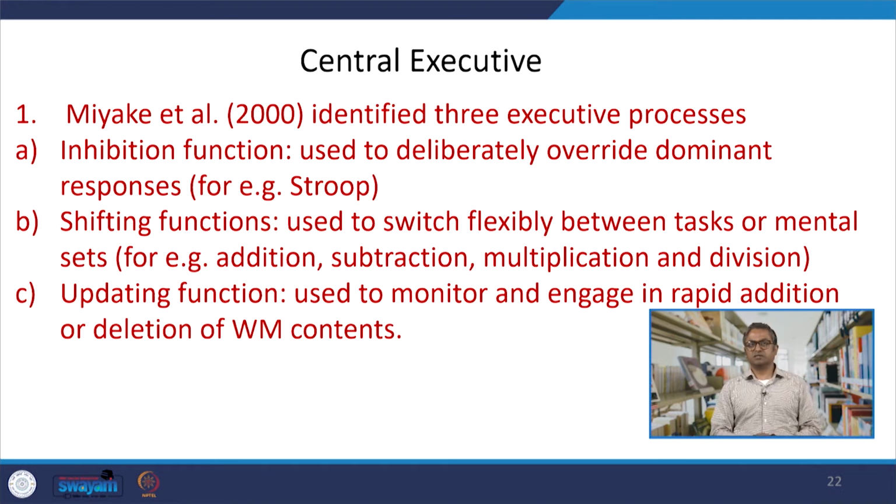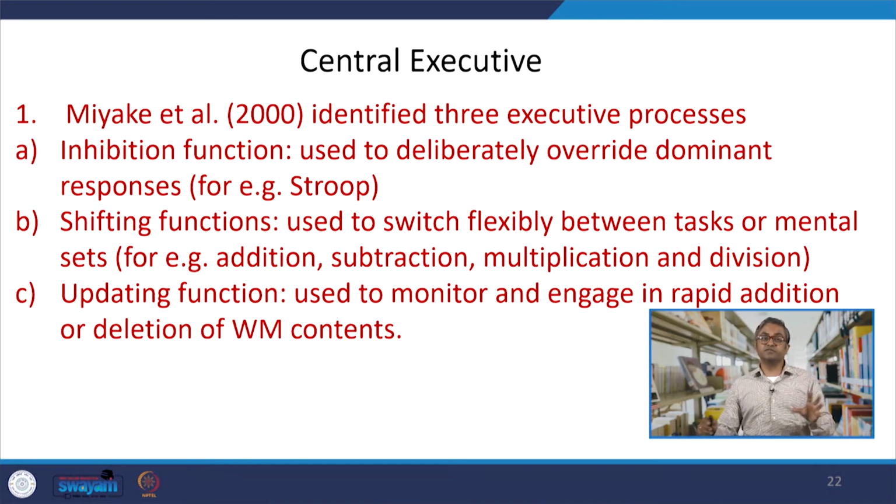How can we test this? We can test this using a mathematical problem where we do sometimes addition, subtraction, multiplication and division. And finally, the updating function, which is used to monitor and engage in rapid addition or deletion of working memory components. So Miyake said that on one hand we are inhibiting, on the other hand we are talking about flexibility.